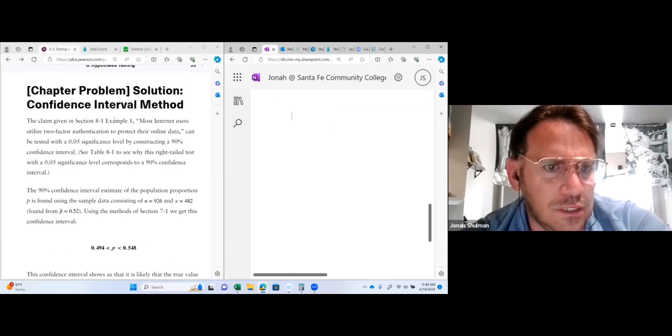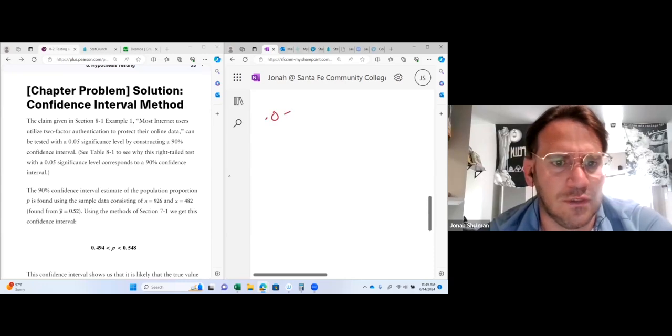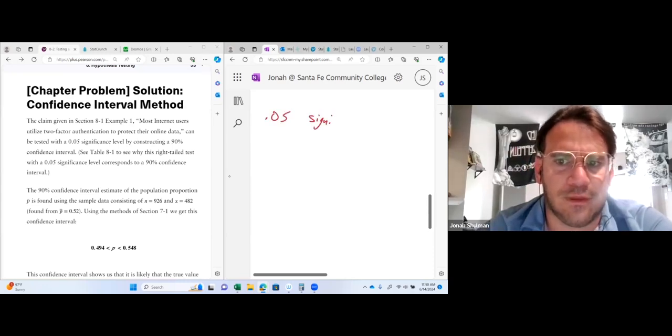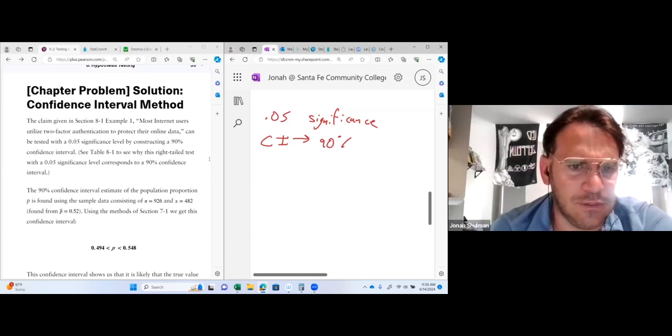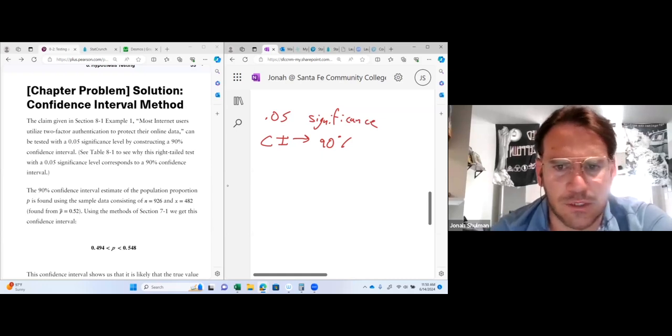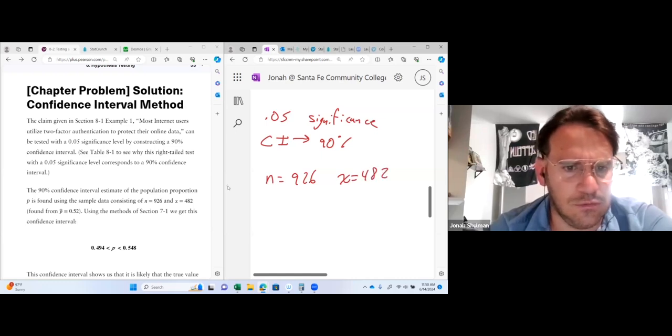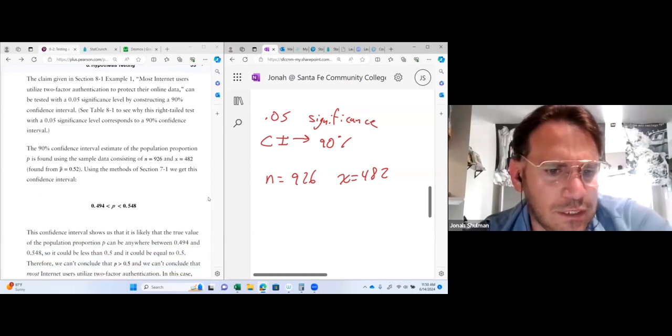All right, so the claim is most internet users can be tested with a 0.05 significance. I've never done this one, so if I mess up, bear with me. So our confidence interval is going to be 90%. A 90% confidence interval estimates the population proportion P found using the sample data. Okay, so we have n is 926, x is 482. Okay, so using the methods from 7.1, we get this.